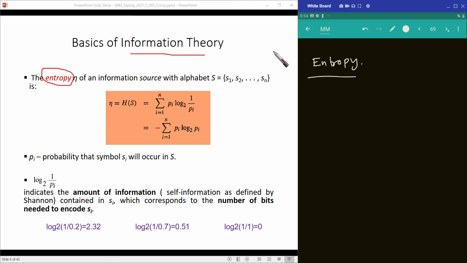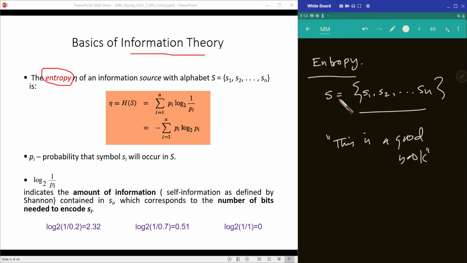Okay, so let's say we have an information source, and this information source has symbols S1, S2, up to Sn. That means our information has been built using these symbols. In other words, let's say we have a message, for example, "this is a good book." This is basically information or a message. In this information we have T, H, I, S, and each space is also a symbol, right? So in the same way, we have the information S, and our symbols are S1 up to Sn. There are n symbols. So in this case, how do we define entropy?